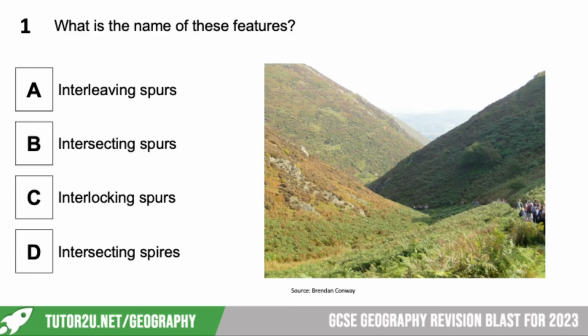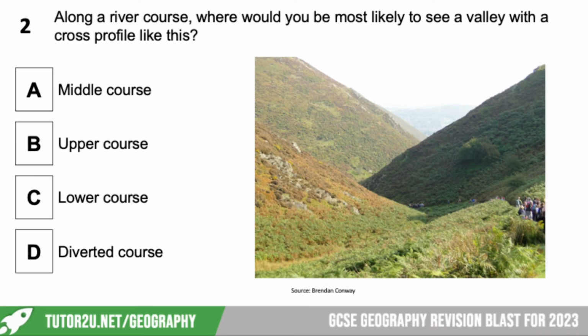Okay, we're going to do a quick blast of MCQs. So firstly, what's the name of these features? Are they interleaving spurs, intersecting spurs, interlocking spurs, or intersecting spires? Let's reveal. Hopefully you spotted they are interlocking spurs. Okay, and again, they're found in lots of highland areas in the UK.